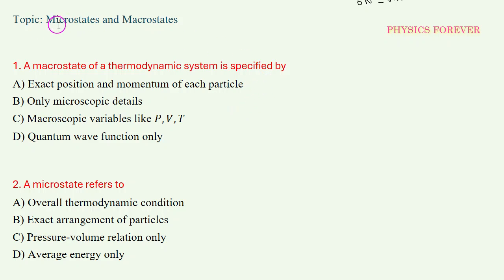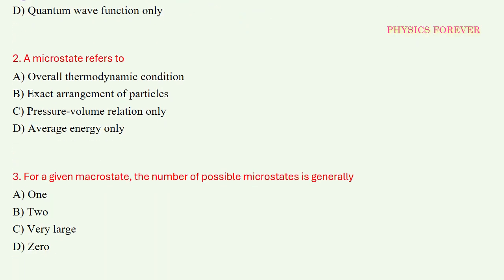So today's topic is microstate and macrostate, from unit 5, thermodynamics and statistical mechanics. Question number 1: a microstate of a thermodynamic system is specified by a macrostate. You have to remember that. The correct option is C, macroscopic variables like pressure, volume and temperature. So option C is correct.